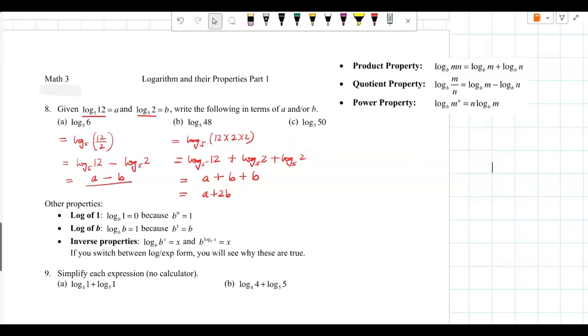Now, how will you do this? Log 50. That's not a factor unless you add 2. I'll tell you what to do. Now there's one more rule you need to remember for this.